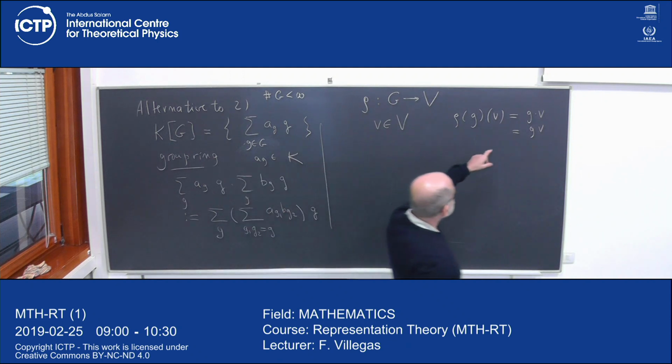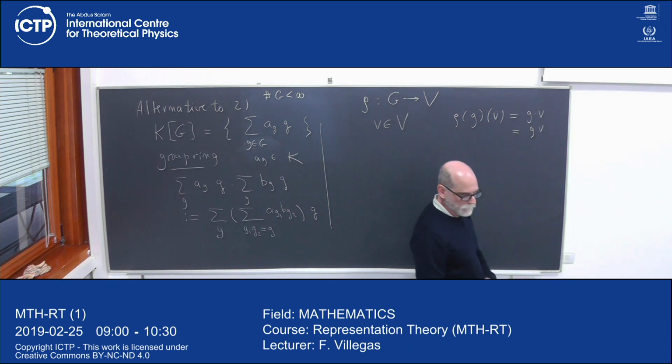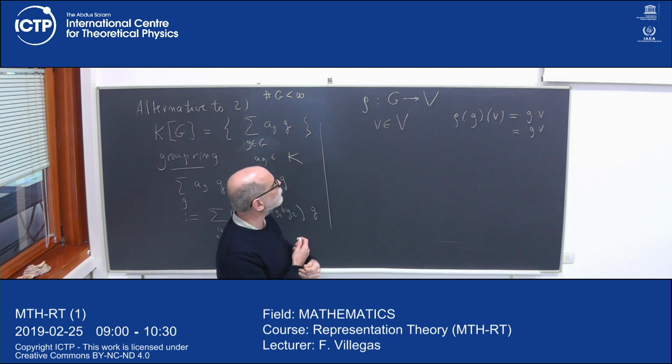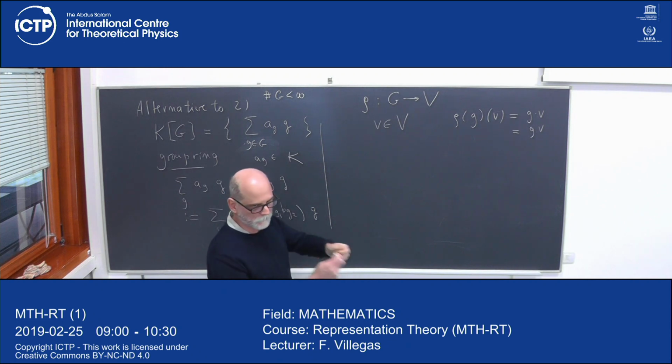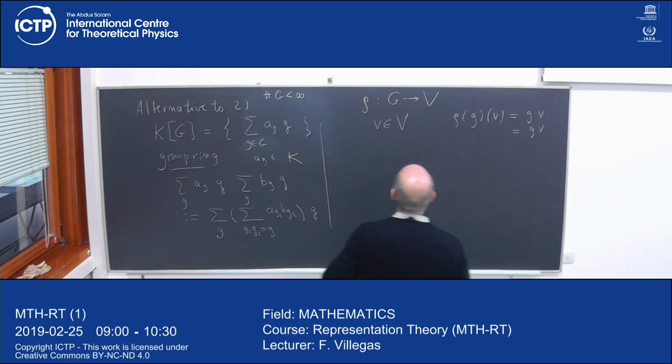So this means the group G acting on the vector v, and what action we're thinking about should be clear from the context. If we're dealing with more than one representation, we have to write it down to make sure we don't get confused. But this is a standard abbreviation.